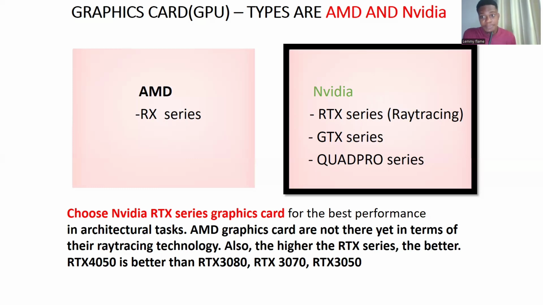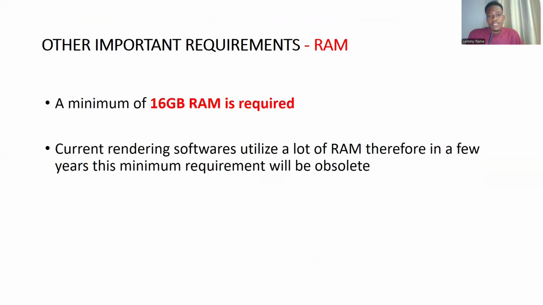GTX is also not so bad. GTX can accommodate some of the software, but it will not be so good. So remember what I mentioned before: when you're going in for a machine, look for one with an NVIDIA RTX series. Next, the other requirement is RAM. You're looking at 16 gig RAM minimum, and then you should be good to go.